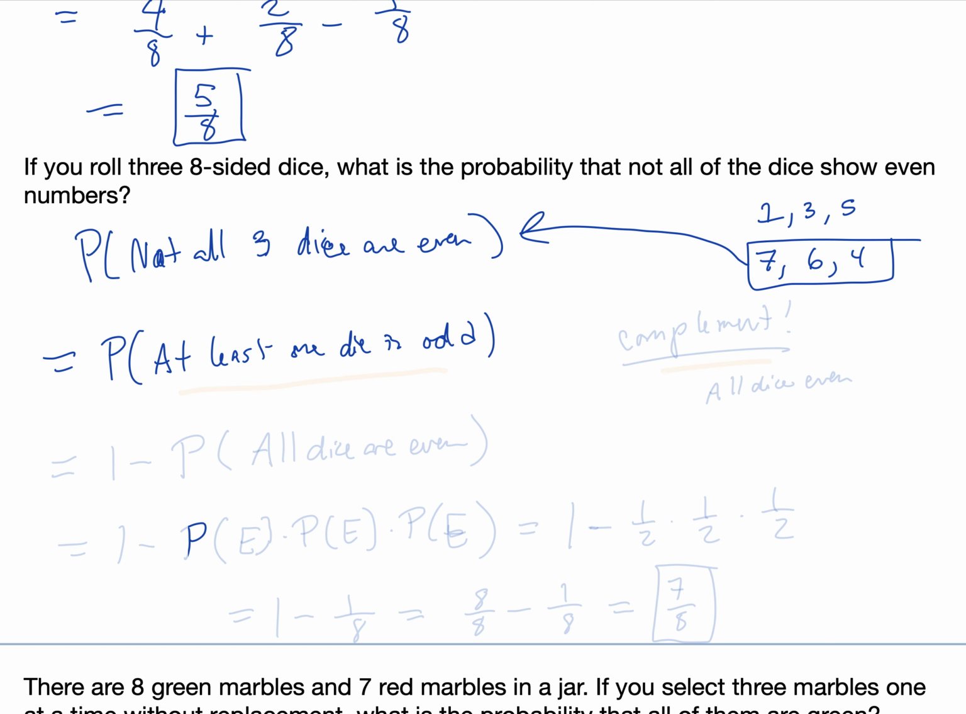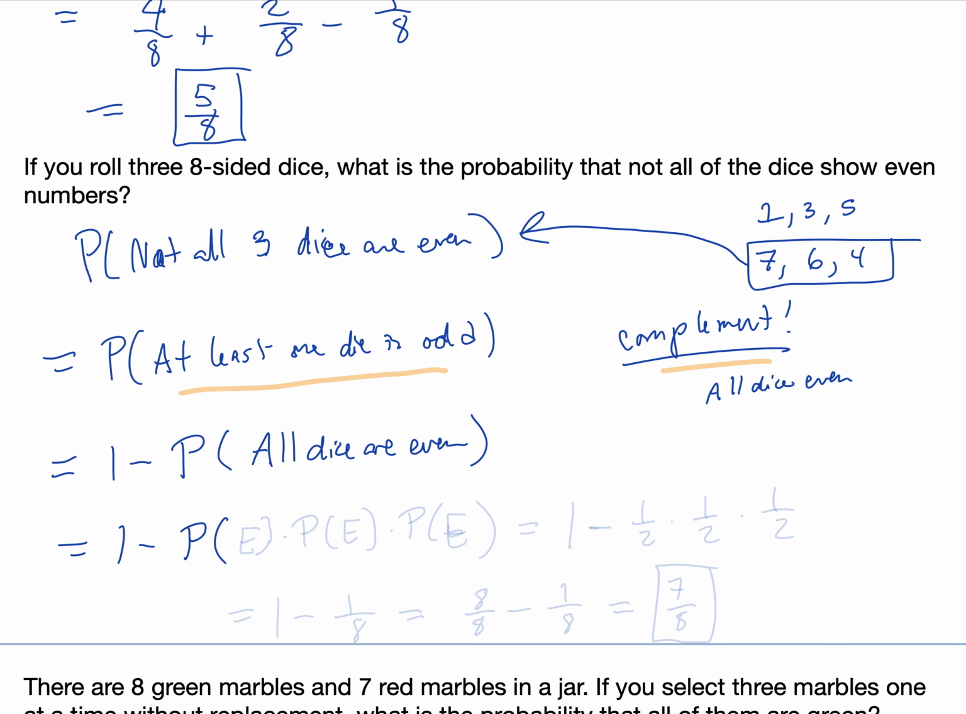And now when we think of something being at least 1, that might trigger in our mind that we want to think about the complement. So if it's not the case that at least 1 die is odd, then all of the dice are even. So the complement of this event, the complement is all dice even. So what we want to find is 1 minus the probability of the complement, 1 minus the probability that all dice are even.